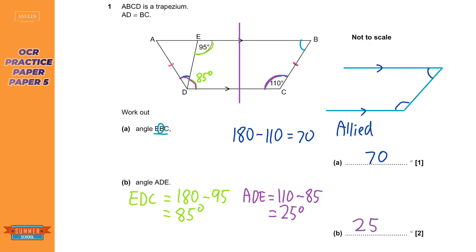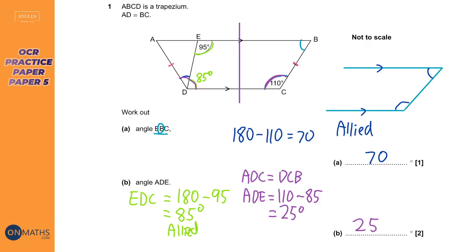So I should write the reasons. This one is because of allied. And there really isn't a reason I can write for the next one, apart from the fact that it's going to be the same as DCB. So I could write here ADC equals DCB, and just show the examiner that I know that those two angles are equal.